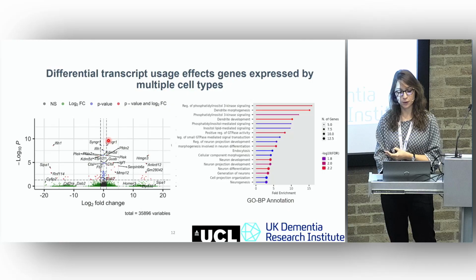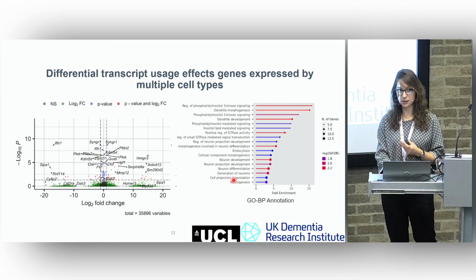Our top hits, for instance, Syngr1, which is a synaptic membrane protein responsible for trafficking synaptic vesicles. And we do get genome annotations mainly enriched related to neuronal development and neuron differentiation. It's quite different from the expression level.